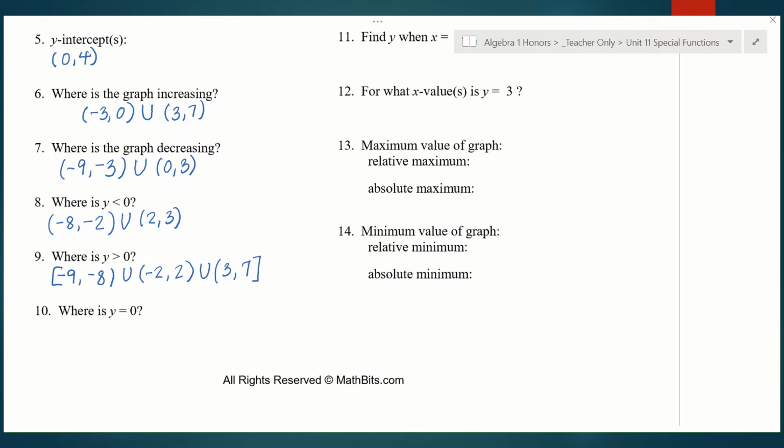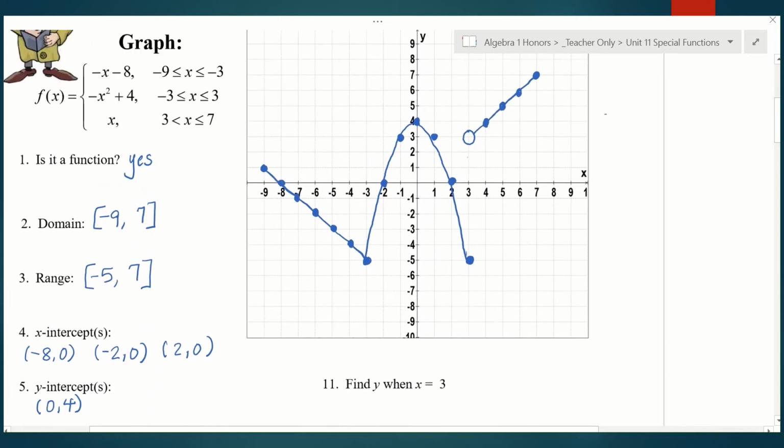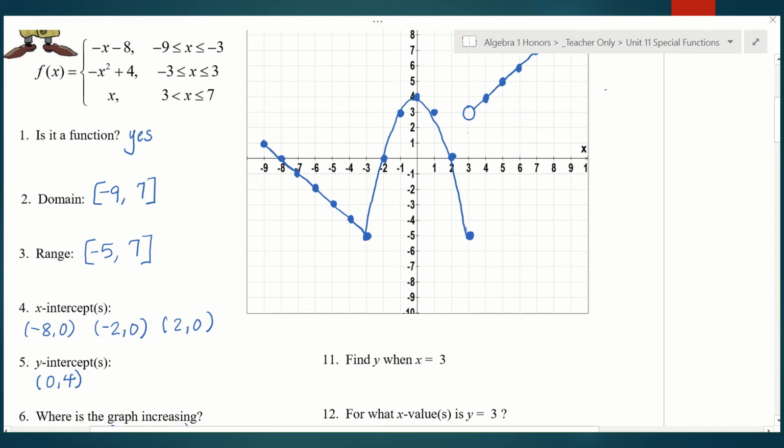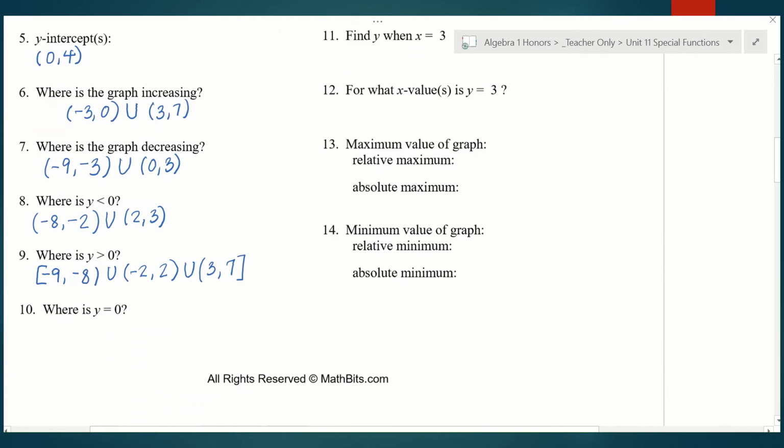All right, number 10, where is y equal to 0? Okay, so y is equal to 0 anytime it intersects the x-axis. So we've actually already listed out our x-intercepts. So y is equal to 0 when x is -8, when x is -2, or when x is +2. So we're going to list all of those out here. When x is -8, -2, or +2.